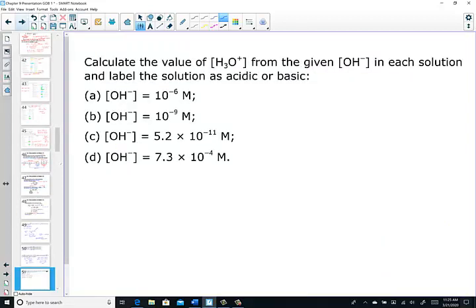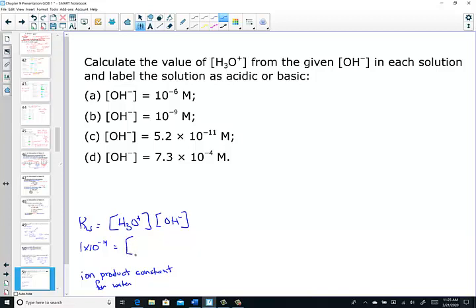Let's calculate the following. Given the concentration of the base, let's find the concentration of the acid ion and then indicate if it's acidic, basic, or perhaps even neutral. Remember our formula, H3O plus times OH negative is always a constant. The constant is 1 times 10 to the negative 14th. That's called the ion product constant for water. And it's the top of your pH scale, 1 times 10 to the negative 14th power.